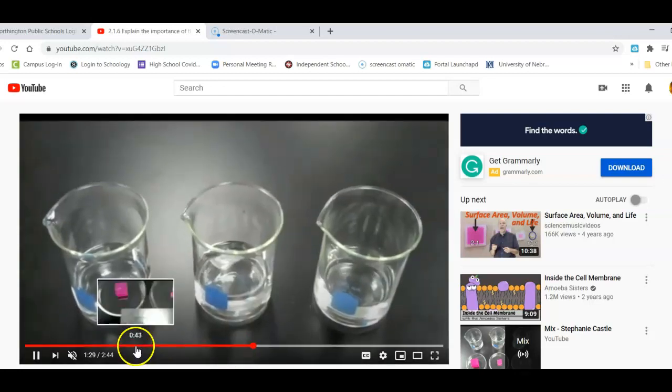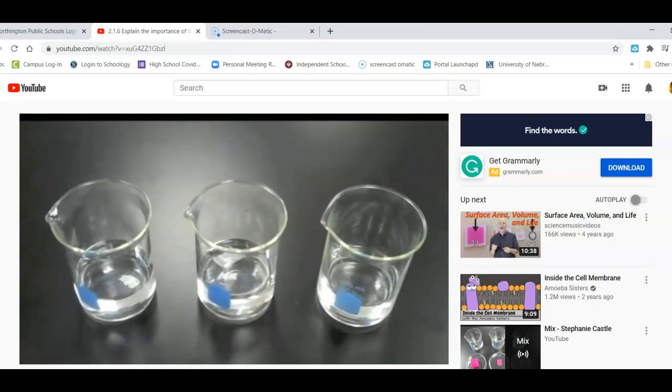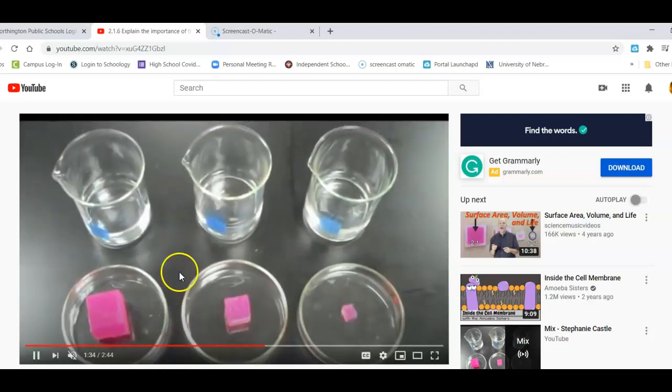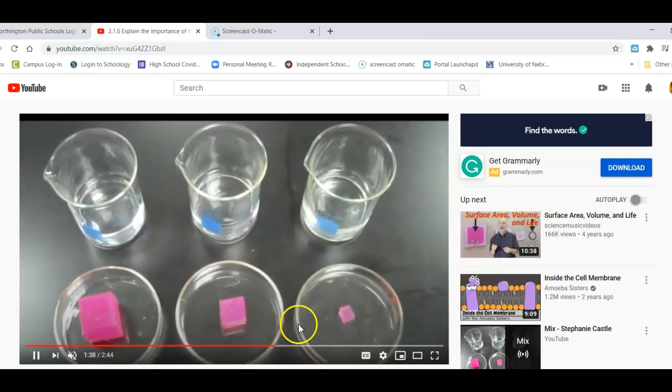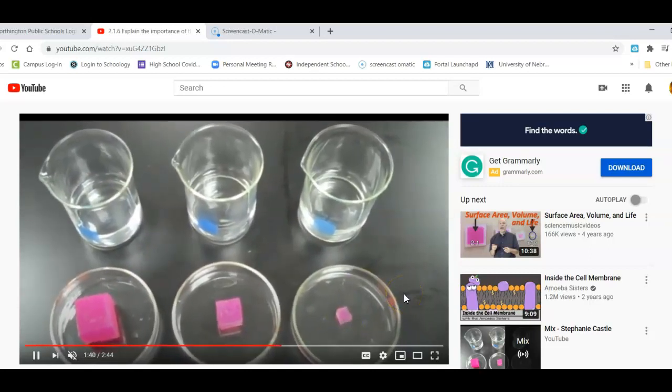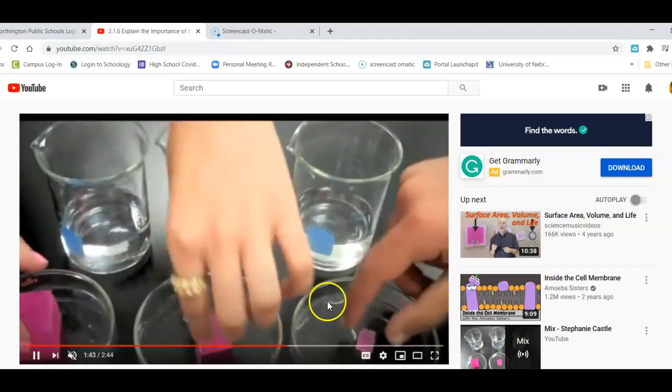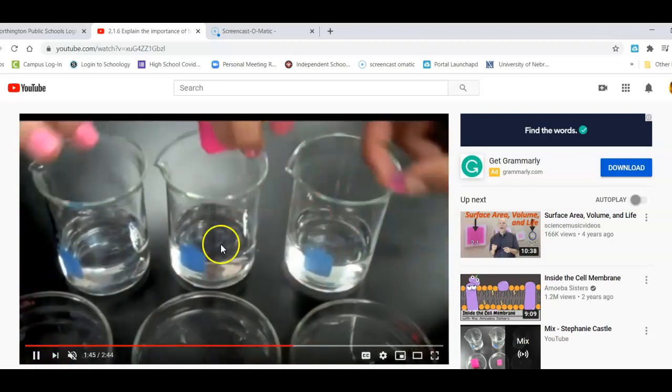So out of these cubes here, they are placed, we have 3 beakers. And you can see that we have a large cube, a medium cube, and a small cube. And the dimensions match her chart. So this is 1 centimeter, 2 centimeters, 3 centimeters.